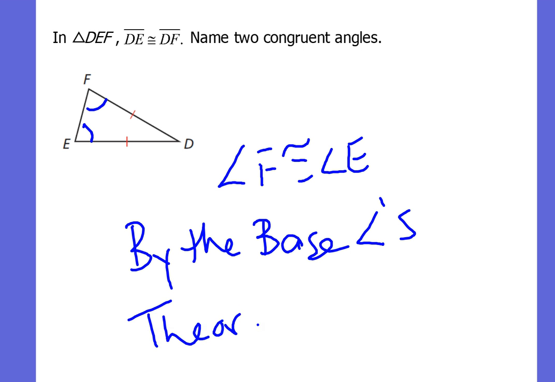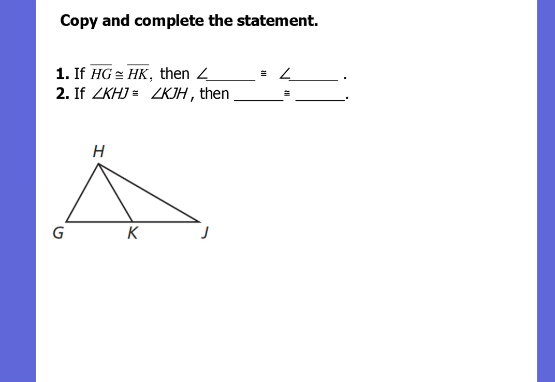And yes, I want you to write "by the base angles theorem," all right? It doesn't say explain, but I want you to because we're going to have to start using these in proofs. Let's take a look at one more. If HG is congruent to HK, then what two angles are congruent?